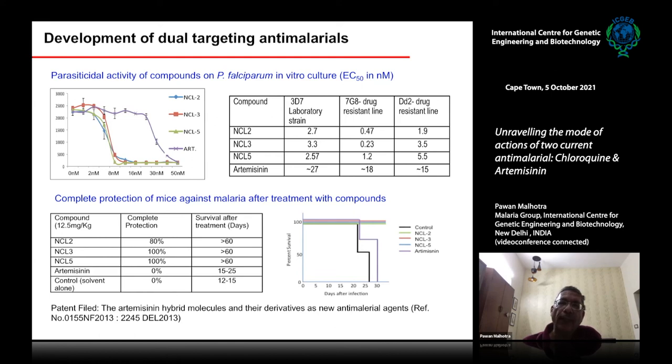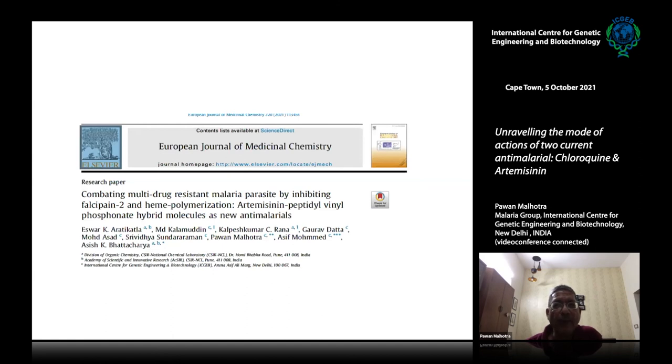If you remember my previous studies, which we published in PNAS, we had earlier shown that artemisinin is only acting at the heme to hemozoin formation. Now we have this molecule, which is acting at both steps, hemoglobin degradation and heme to hemozoin formation. That's why it's working much better than artemisinin alone. And we have published this work recently in the European Journal of Medicinal Chemistry.